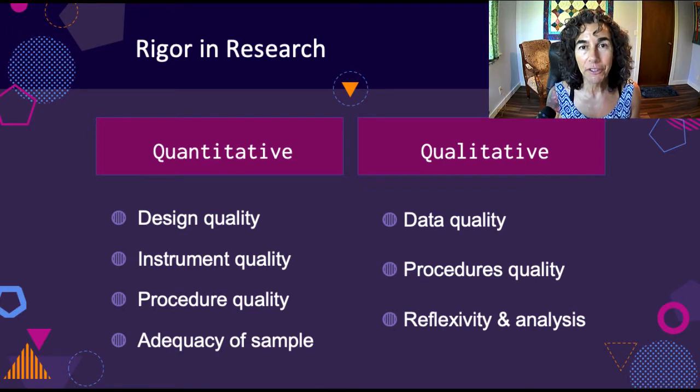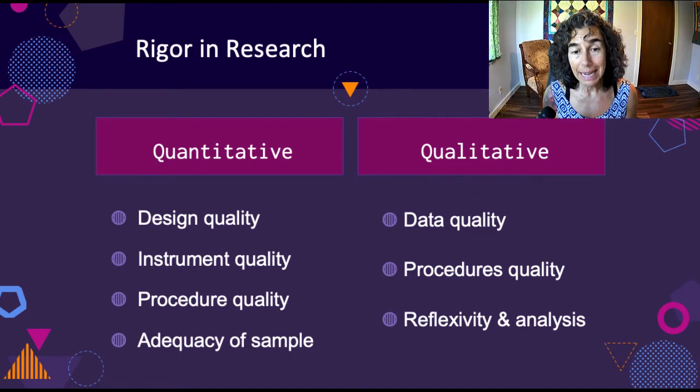We use very different types of measures for determining rigor between quantitative and qualitative. So you see on the left, the design quality, the instrument quality, procedural quality, and adequacy of the sample are the quantitative measures. And for qualitative, data quality, procedures quality, and reflexivity and analysis. So remember that reflexivity is your ability to look at bias and look at who you are as the researcher and self-examine during the process of being a researcher in a qualitative study. So similar, but a little bit of difference.